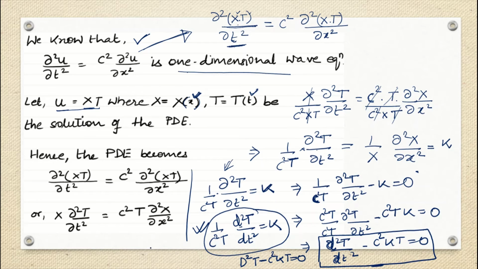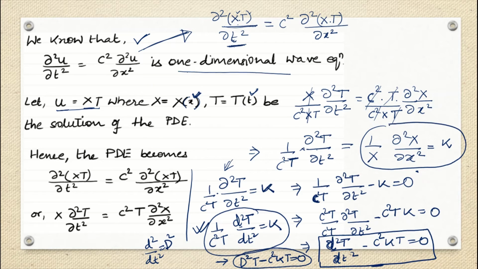Here I am saying that d by dt is my D, or d2 by dt square is nothing but D square. For that I have written D square t minus c square kt equals 0. That means I have used the differential operator here. But why have I done these things? Because this is now an ordinary differential equation, and solving it is far easier than solving my partial differential equation. Similarly, I will find another ordinary differential equation with respect to the x variable only, right?